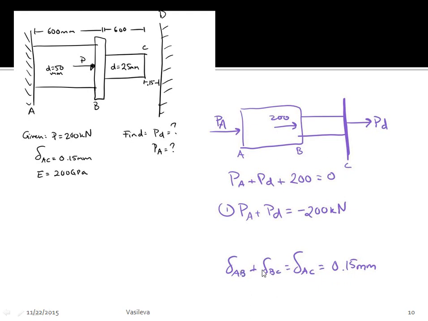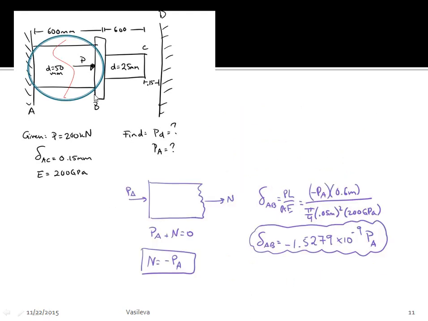So this is pretty simple. We know AC, and we just have to find AB and BC. So in order to find displacement AB, I start off by looking at this section, and I just randomly cut it down the middle. And I draw in my PA and my normal force. So normal force equals negative PA. And it's really simple. I just plug this negative PA right into my equation for P.